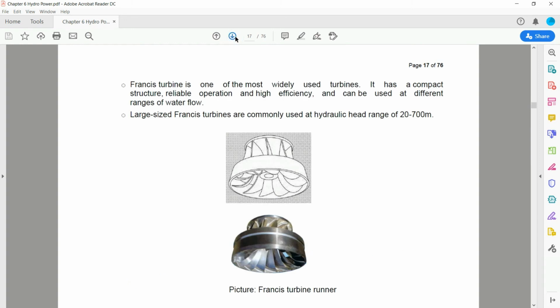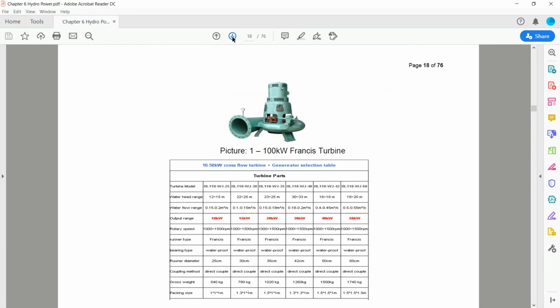Francis turbine is one of the most widely used turbines. It has a compact structure, reliable operation, and high efficiency, and can be used at different ranges of water flow. Large size Francis turbines are commonly used at a hydraulic head range of 20 to 700 meters. So this is an example of how the Francis turbine runner looks. Here is an example of the turbine model with different water head ranges and different output ranges.